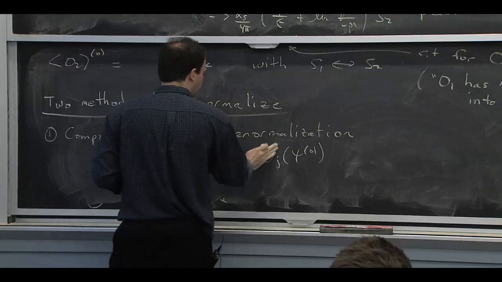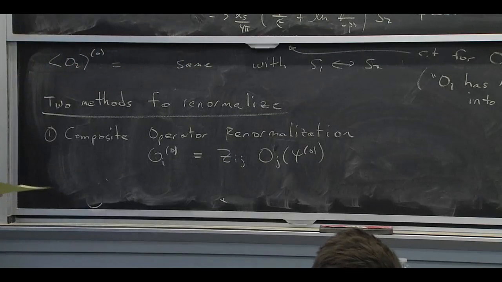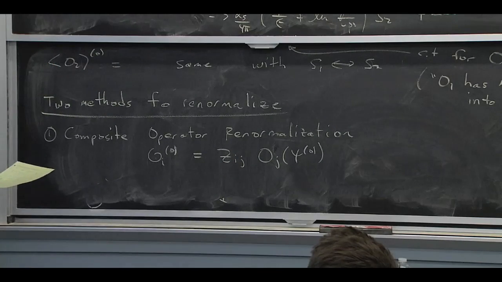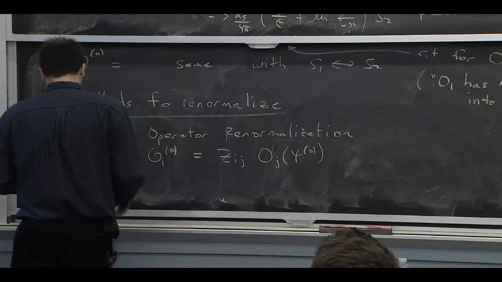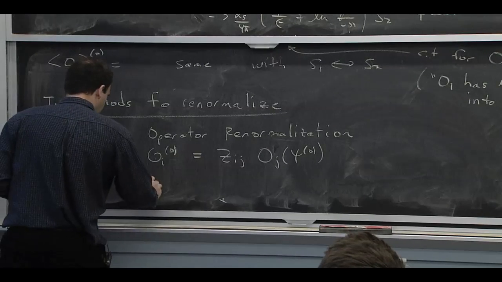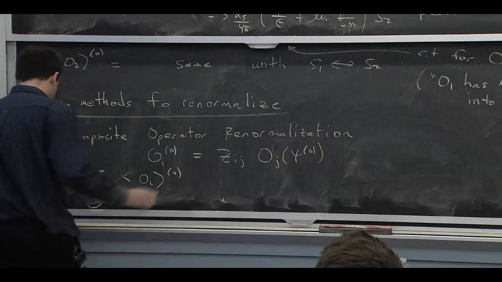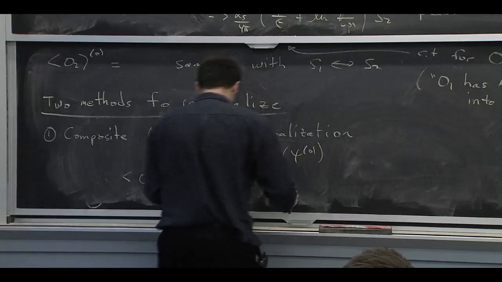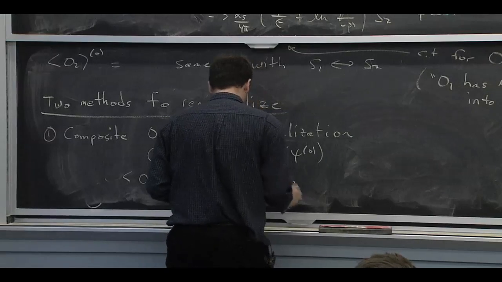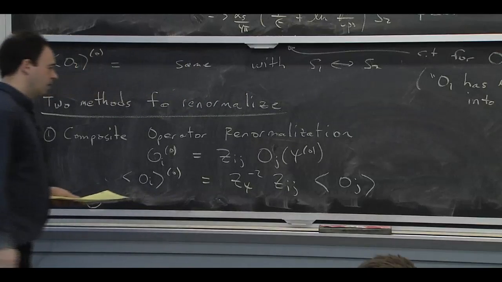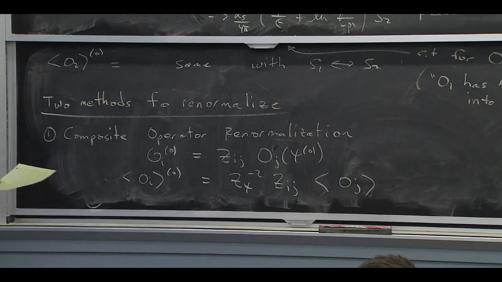These are not related to wave function renormalization. It's actually operator renormalization. You have multiple fields at the same spacetime point. You need additional renormalization constants. That's what these z's are. When you go to take the matrix element, you have to include the wave function renormalization as well. So the bare matrix element has a wave function renormalization as well as this z. And this is the relation between the renormalized matrix element and the bare one.